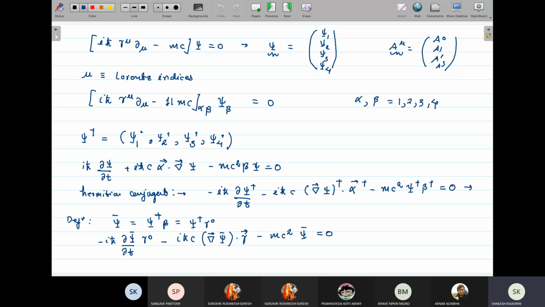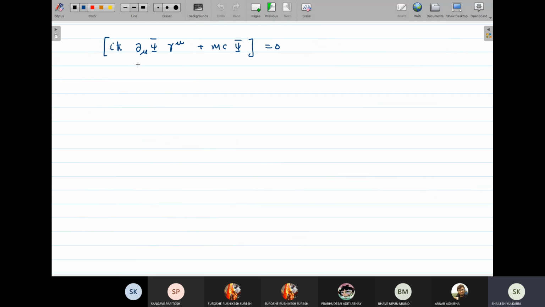∂_t becomes c times ∂_0. There is a c here, but that c cancels with this c squared. So I can write this as c times ∂_0 ψ̄ γ^0 plus iħc times ∂_i ψ̄ γ^i plus mc² ψ̄. So c cancels, and you will get this expression.